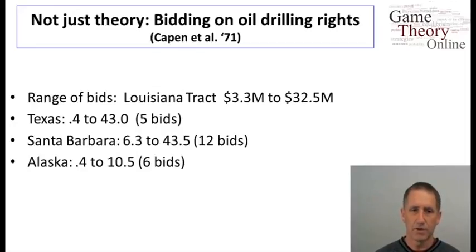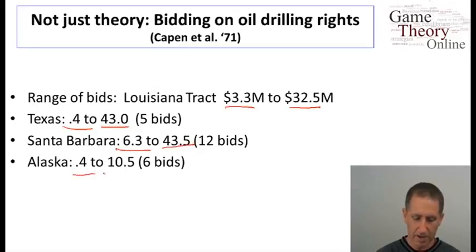Here are four different tracts, four different auctions, and notice that the bids range from 3 million to 30 million, from half a million to 40 million, from 6 to 43, again from half to 10. So obviously something's wrong in this scenario. Some people are vastly underestimating and or vastly overestimating the values of these.